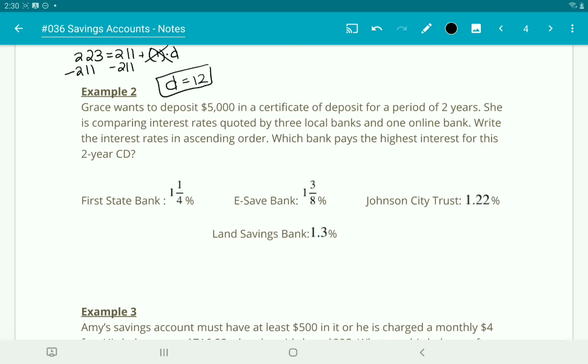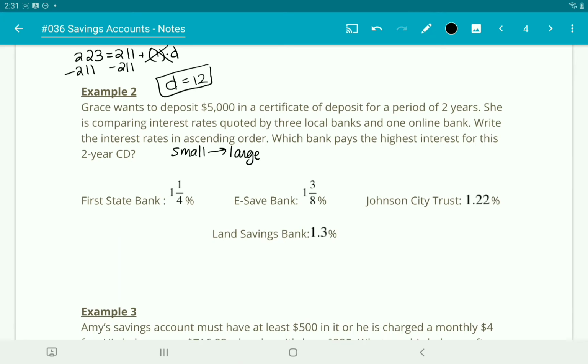Example 2. Grace wants to deposit $5,000 in a certificate of deposit for a period of 2 years. She's comparing interest rates quoted by 3 local banks and 1 online bank. Write the interest rates in ascending order, which is smallest to largest. So which bank actually pays the highest interest for this 2-year CD?